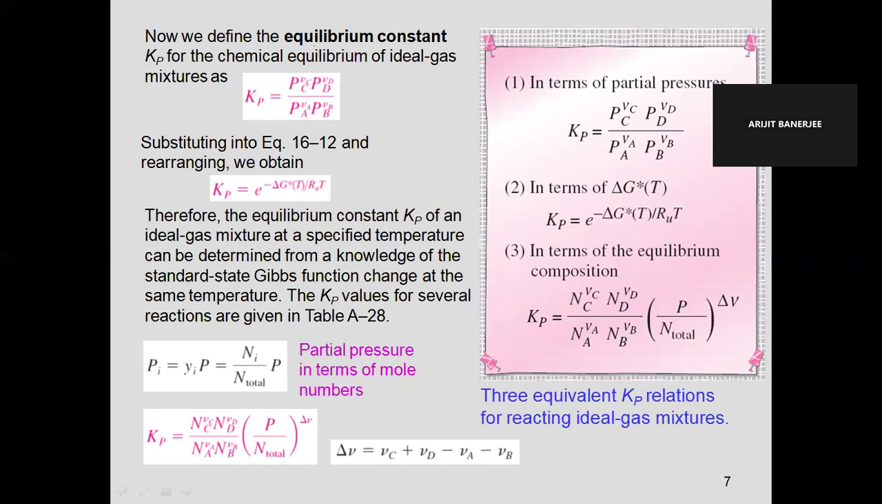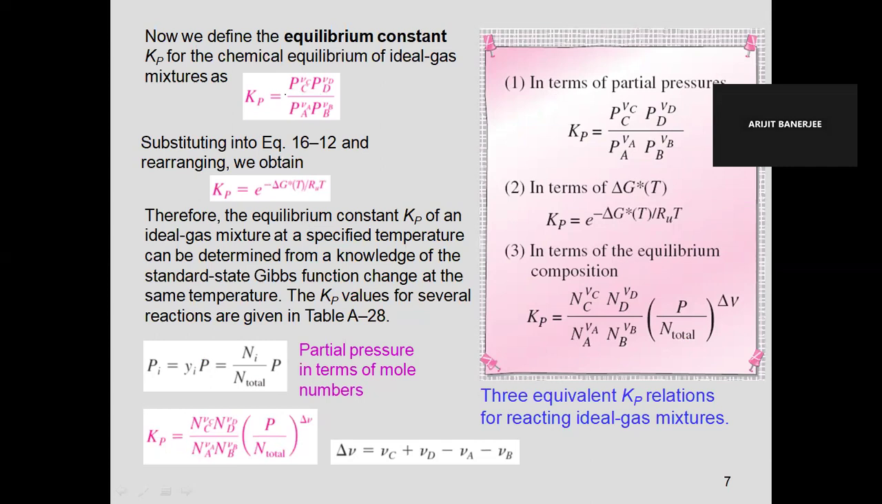Here, now we define the equilibrium constant Kp for the chemical equilibrium of the ideal gas mixture like this. So that term that we have just calculated or rearranged, you can write like this: Kp in terms of the partial pressure and the stoichiometric coefficient. That is the partial pressure raised to the power of the stoichiometric coefficient.